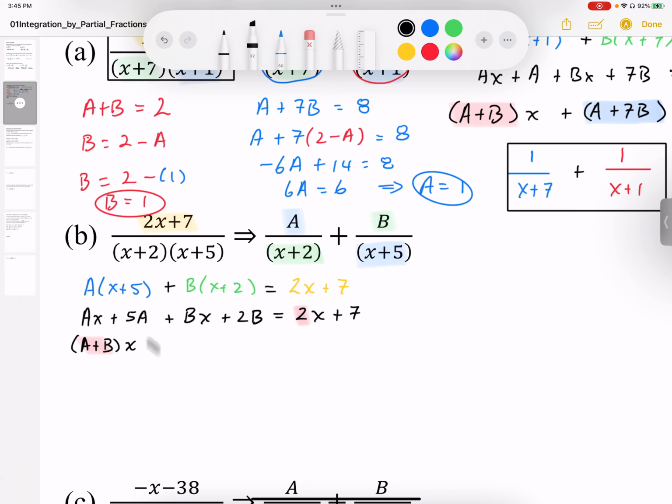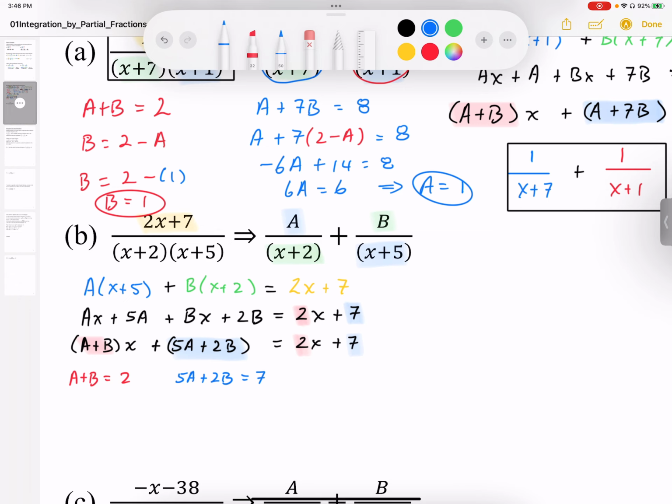Grouping together my constants, I end up with plus 5a plus 2b. Those are my two constant terms. When I add those together, that's going to be equal to the constant. In this case, the constant is 7. So this is where I'm going to set up my system of equations. One equation is a plus b equals 2. And then the second equation is going to be 5a plus 2b is equal to 7.